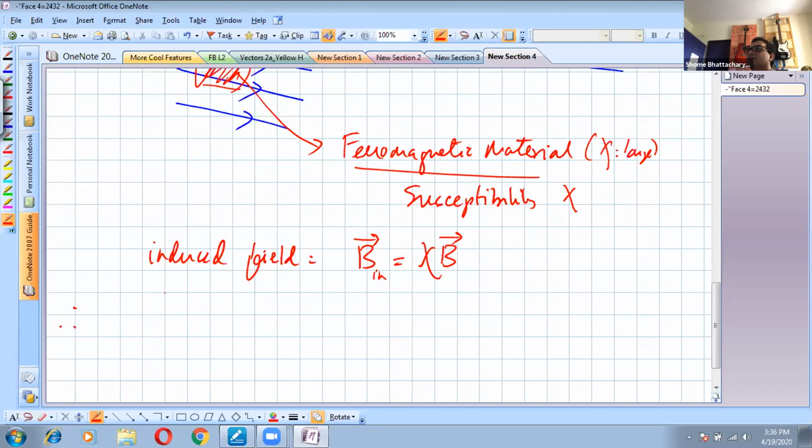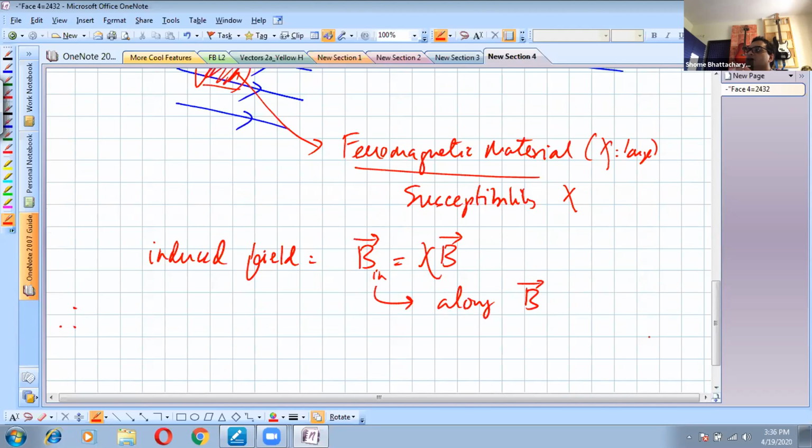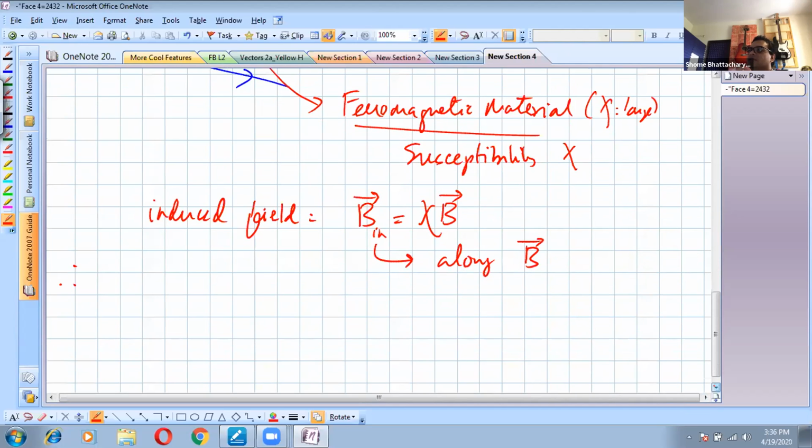Now this induced field is along the external field, unlike in the case of electrostatics, where the realignment of the dielectrics, dipole regions, creates an internal field which opposes the external field. But in the case of magnetization, it actually supports the external field. So the net magnetic field, which is the vector sum of the external field plus the induced field, in magnitude becomes the scalar sum. So it becomes 1 plus chi.